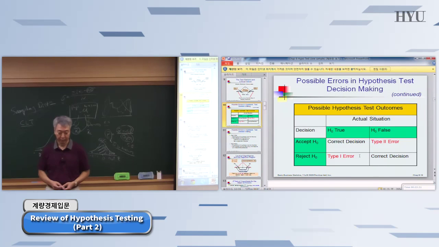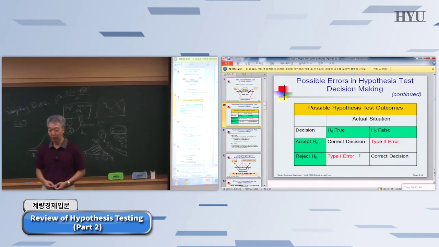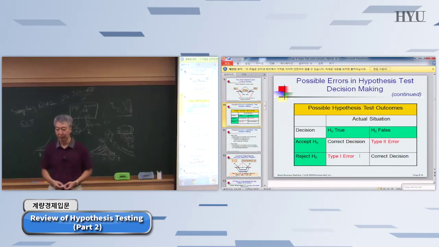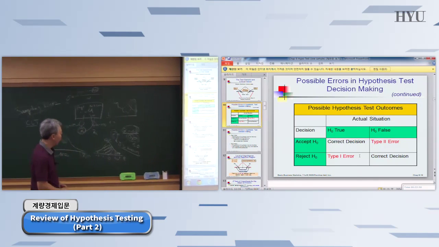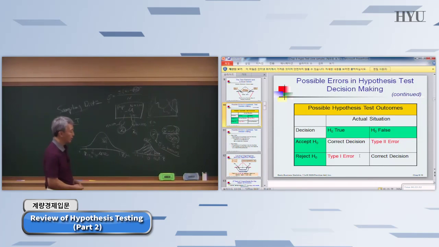right? The other error, type 2 error, is error of accepting the null hypothesis when it is in fact false, right? So there are two different types of errors, right? So type 1 error is error of rejecting the null hypothesis when it is in fact true.